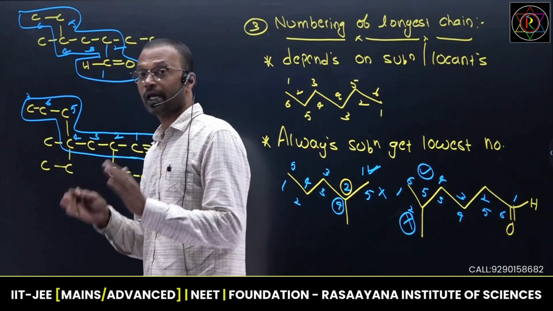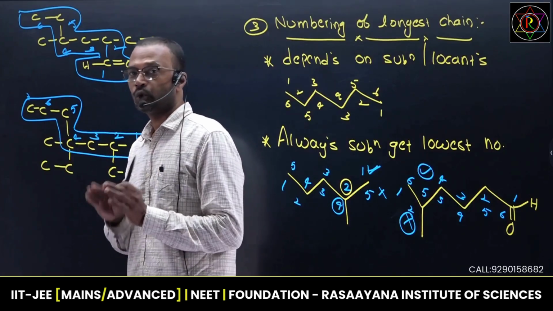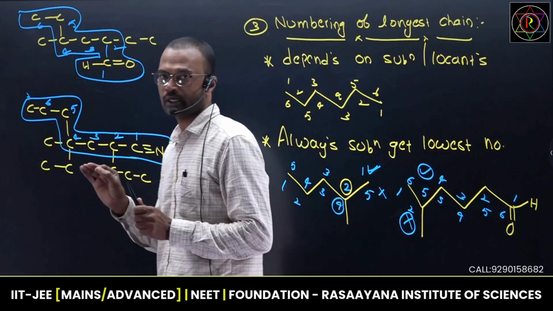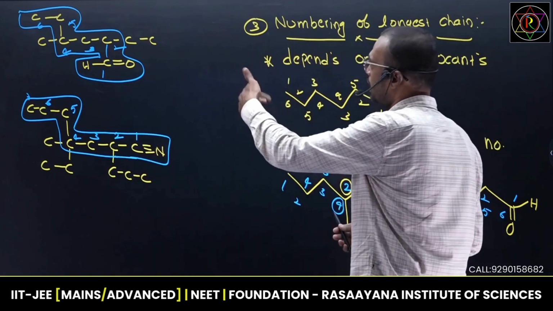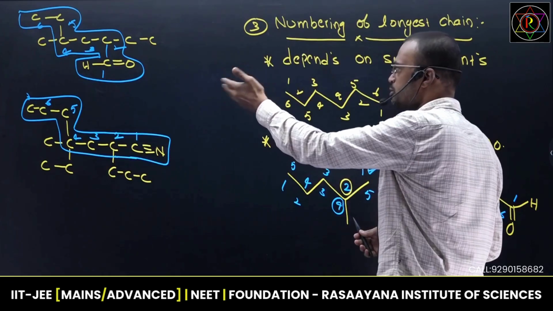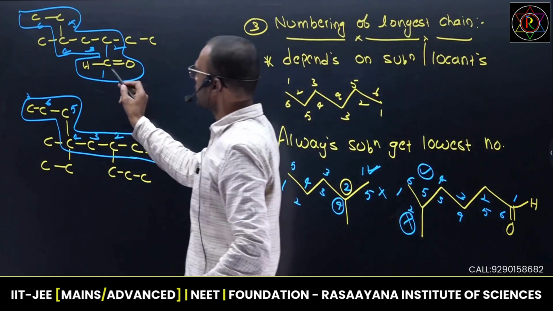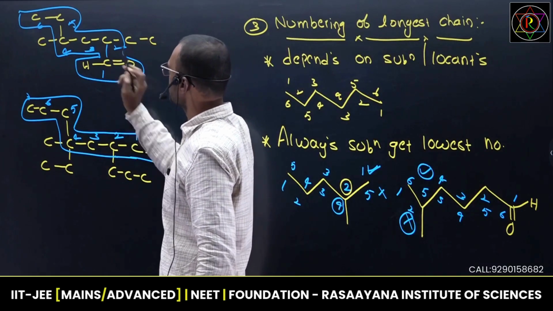Even though the other direction may carry more number of carbons, don't follow that rule. Means when the second rule is present, don't apply the first rule. Apply the second rule blindly. So that's why, when aldehyde, ketone, ester, acids are present, this carbon should always carry 1. Start from here, don't start from here.